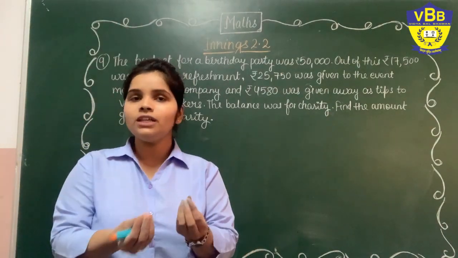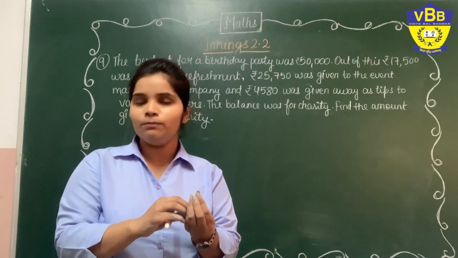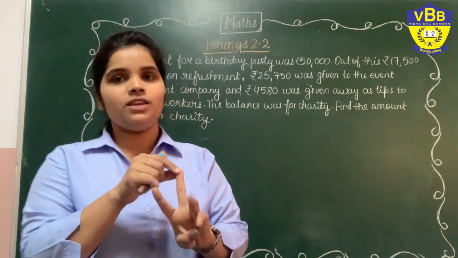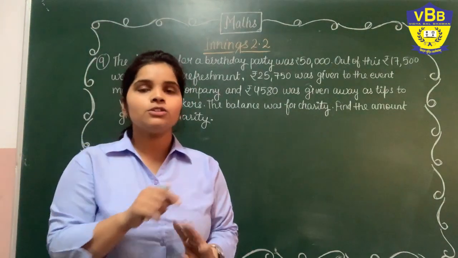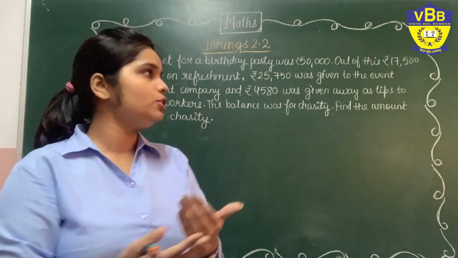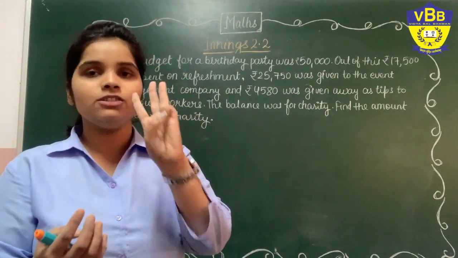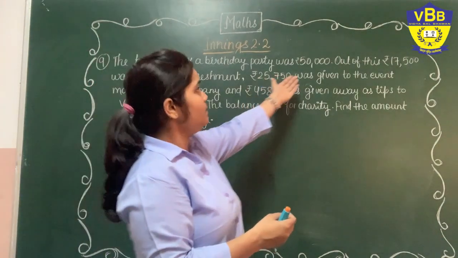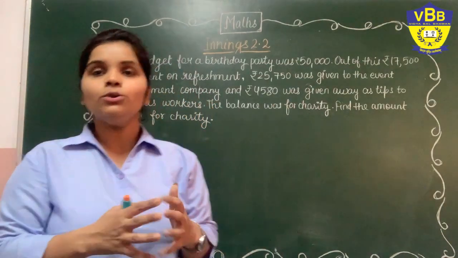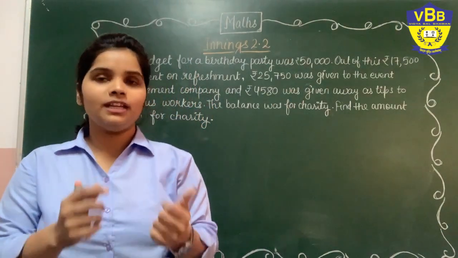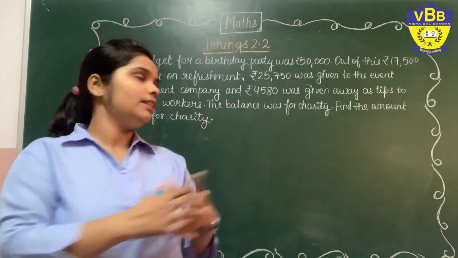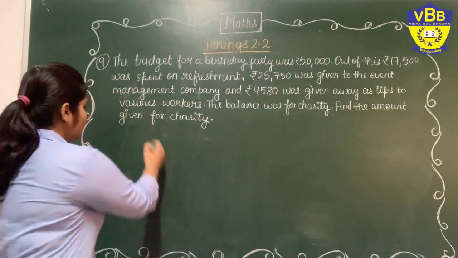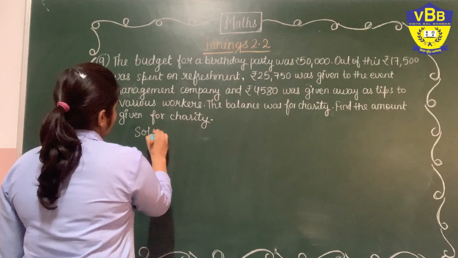This is very simple. We have a 50,000 rupees budget. Out of that, 3 expenses have been made: the refreshment, the fees for the event management company and the tips. So we will find the total money we have spent on these 3 things. Then we will subtract that sum from the total budget of 50,000 rupees. After that subtraction we will get the balance we are left with, and that balance is given for the charity. That will be the answer. So let's start with the solution.